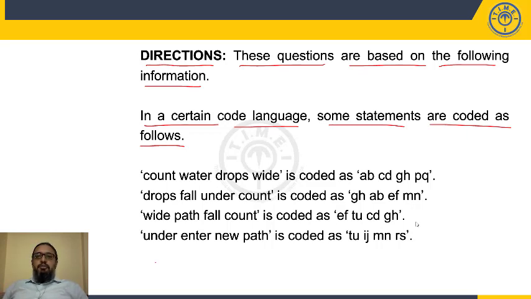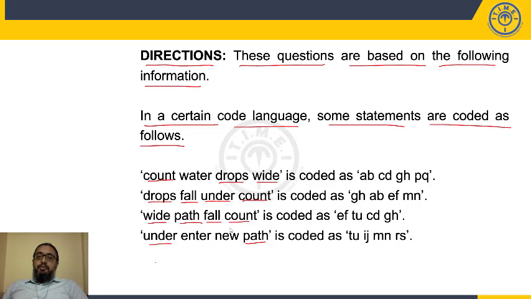So the first thing you have to look for is whether there are any repeated words that are given. So do I see any repeated words? Yes. Count is in the first sentence, second sentence and third sentence. Drops in the first and the second, wide in the first and the third. So like this, under is in the second and the fourth, path is in the third and the fourth, correct? Fall is in the second and third. So like this, you do have some repeated words.